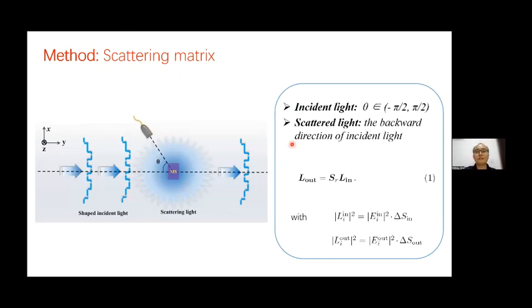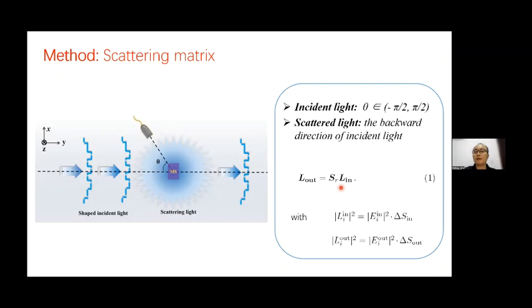In this case, we can consider the incident light from this angle range, that means from this range. And we also consider scattered light in the backward direction within the same range, so the backscattered light. Then we can describe the scattering process by using this equation.